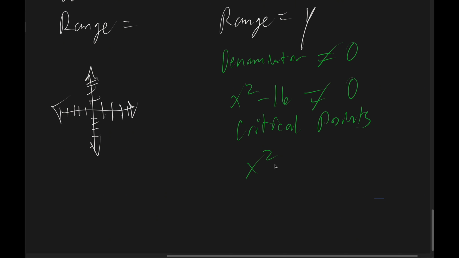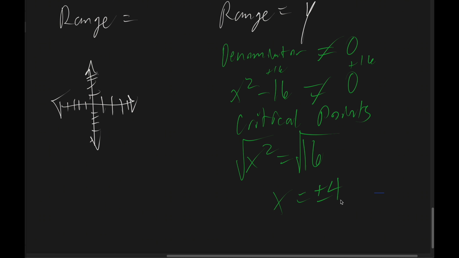x squared is equal to 16, because we just add 16 on both sides of the equation, and whenever we square root it, we get x is equal to 4. But since we are dealing with the square root, we will have a plus or minus 4.